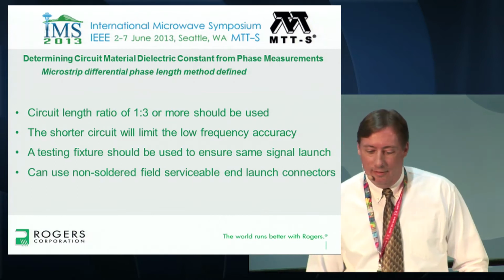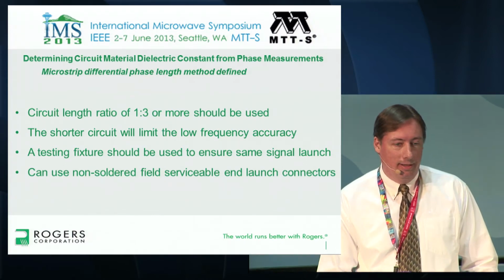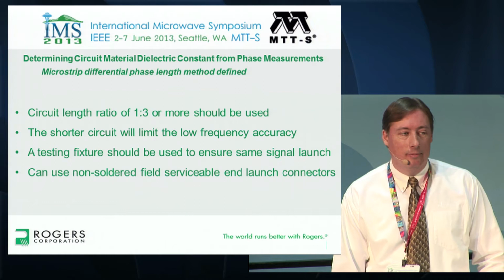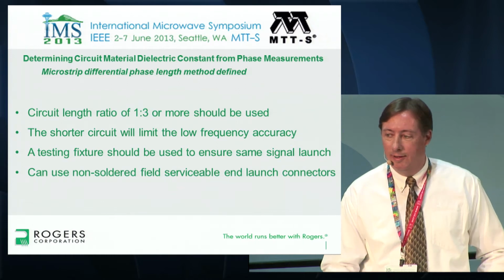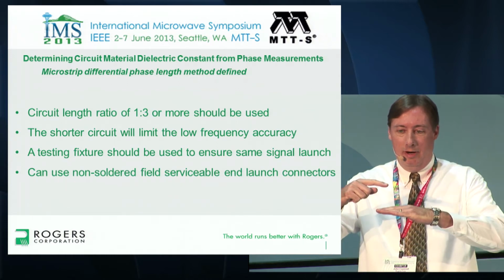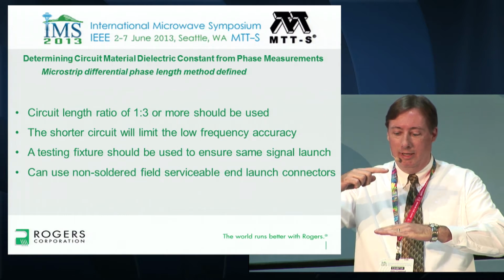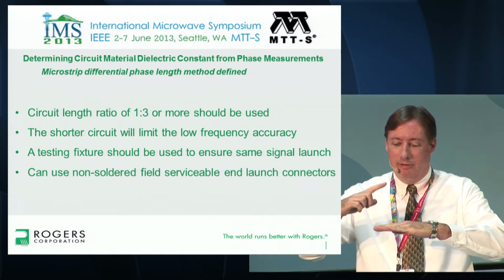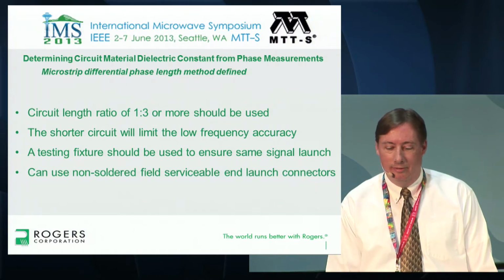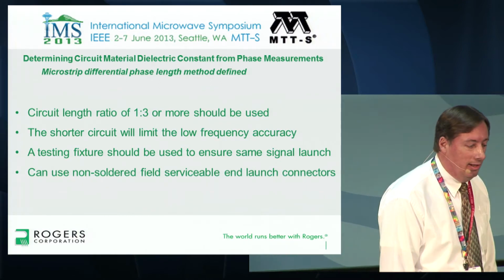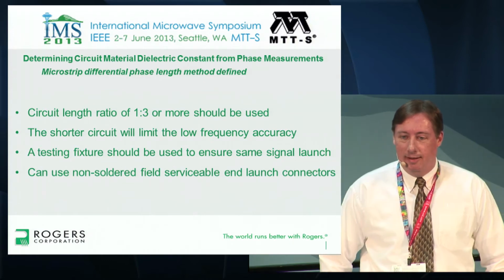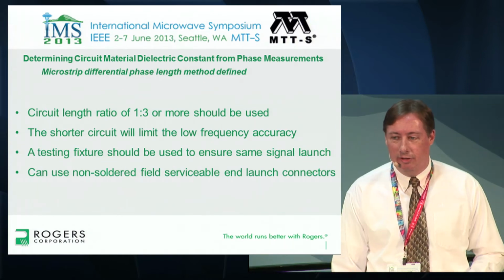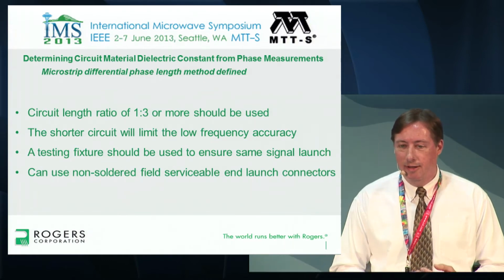Some of these fixtures are made by Intercontinental and others, but it's basically a clamping mechanism where you have a signal pin and a ground plate below. You put your circuit in, sandwich it together. The ground plate is picked up by the pressure plate that's holding it in place. So the pin touches the signal on top, and you've made connection to your circuit. The nice thing about that is you have the same signal launch on each circuit that you test. And that's what you want to have.